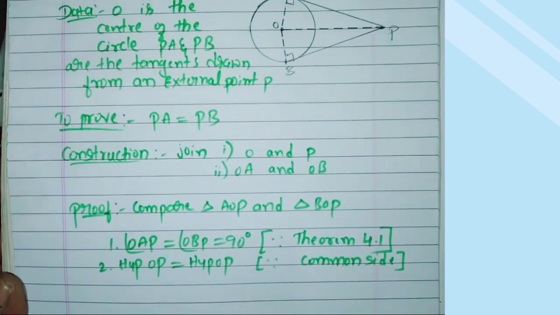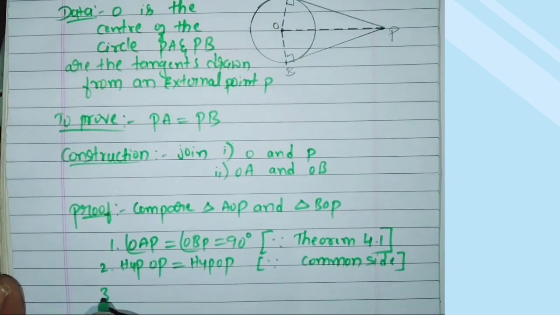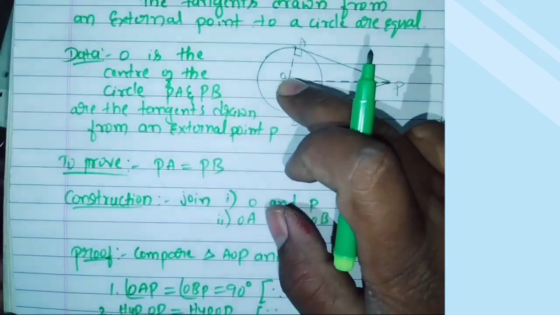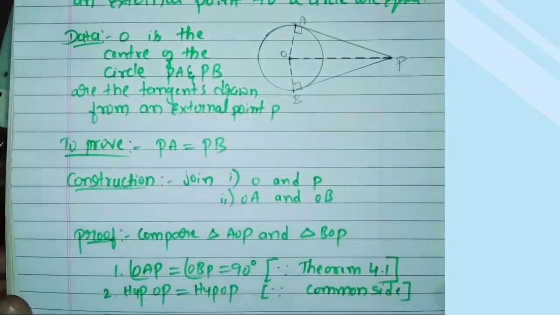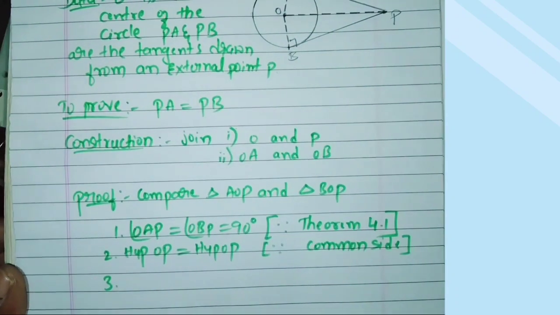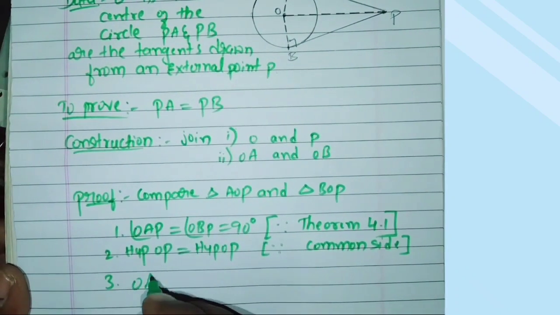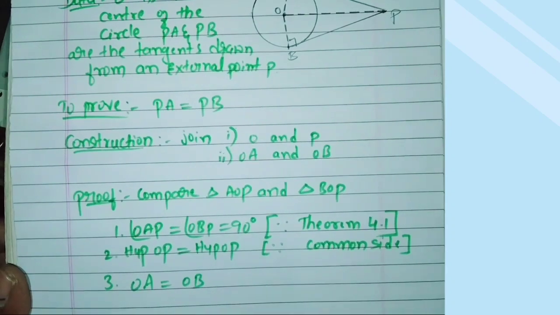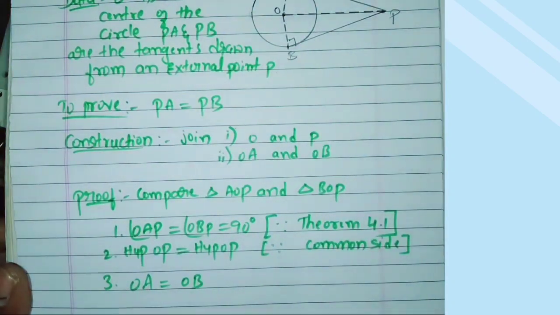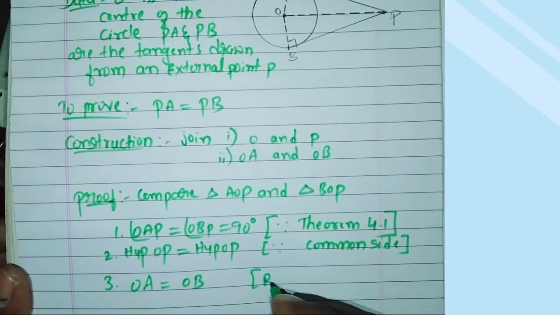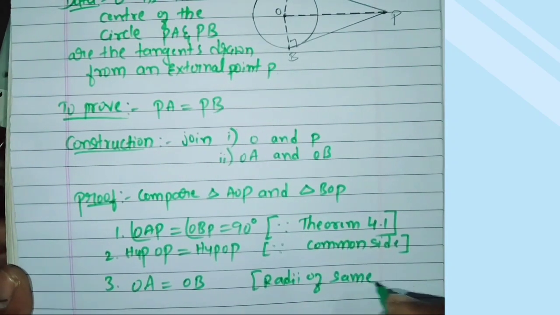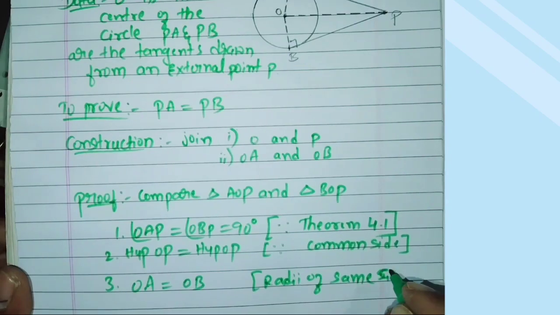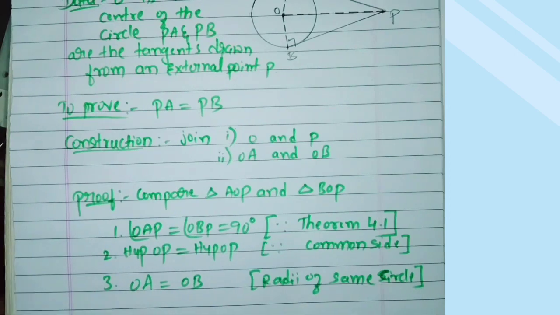Now, one more point you can observe here. What are OA and OB? Yes, definitely they are the radii. OA equal to OB. These two are called radii of the same circle.